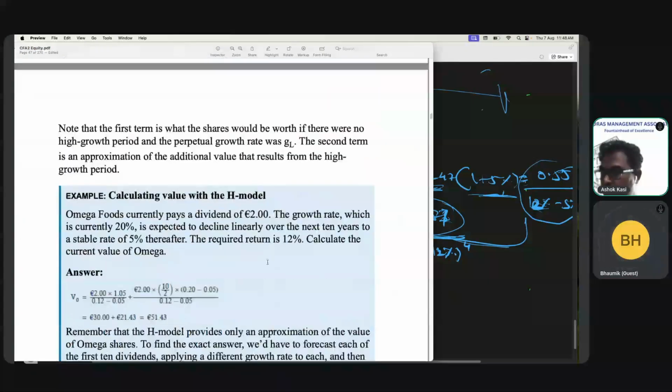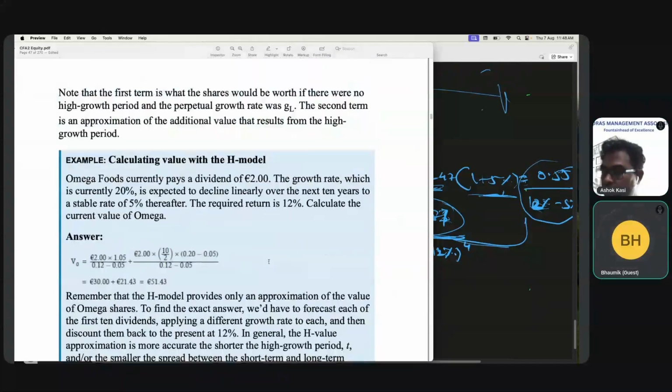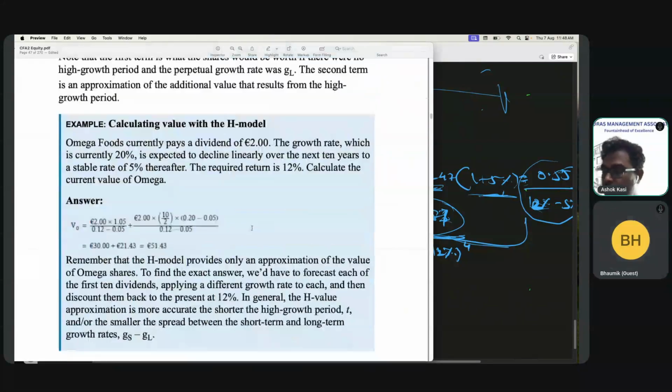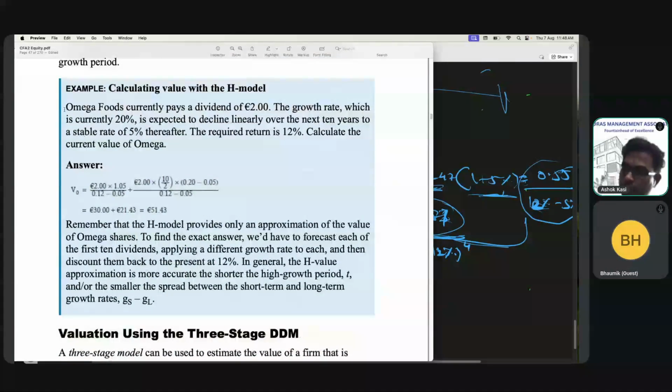See, now H model. So you just go through this now. Omega Food currently pays a dividend of 2. The growth rate, which is constant and currently 20%, is expected to decline linearly. See, this is the key point here: linearly. It is not immediately declining. Declining linearly over the next 10 years.